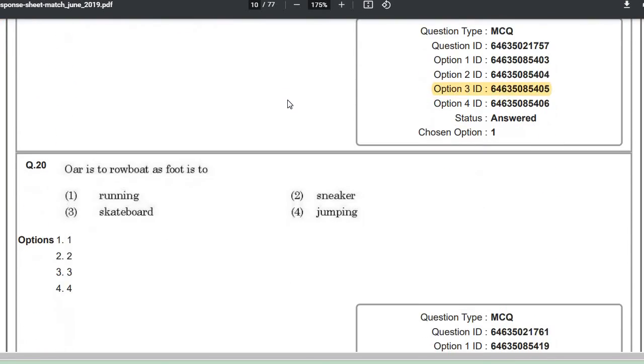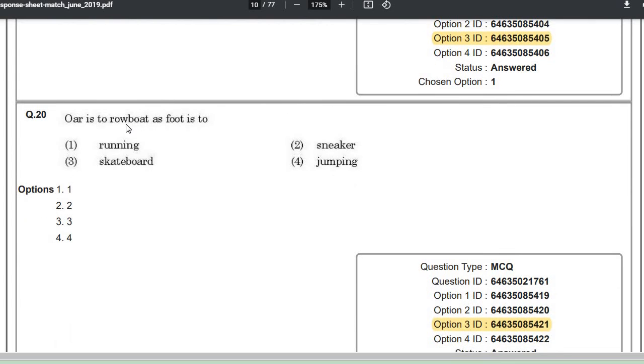Next, question number 20: oar is to robot and foot is to what? Foot is to skateboard. Oar is to robot; to work with the robot we require oar. On the foot we are attaching the skate or skateboard. So like this, an analogy is represented here: oar for robot, foot for skateboard.